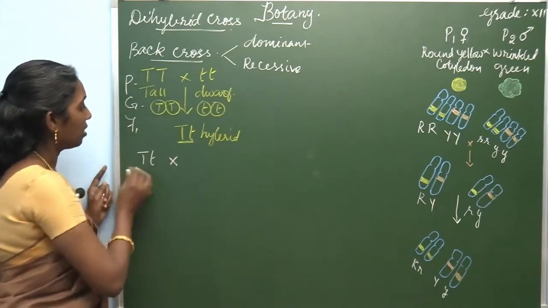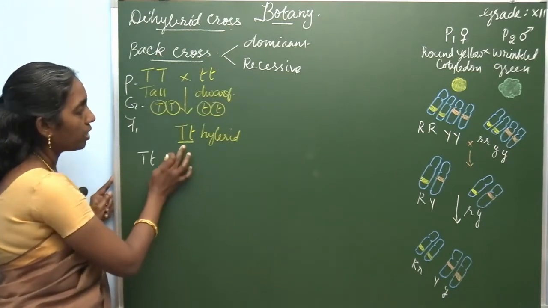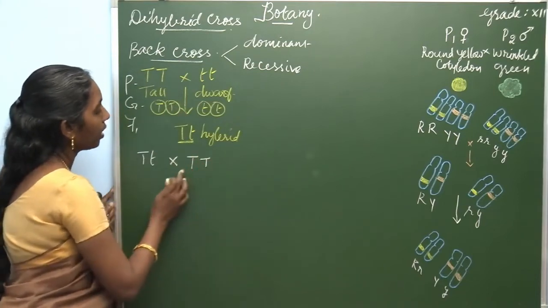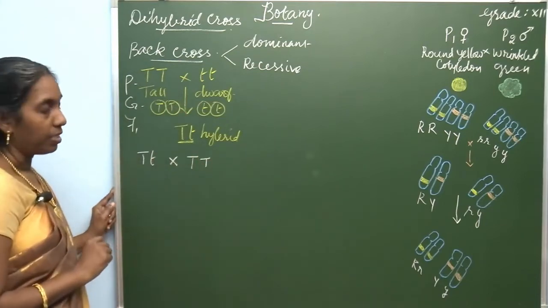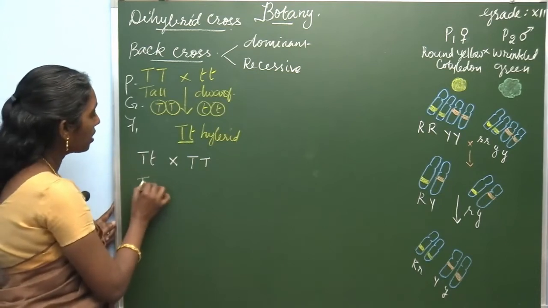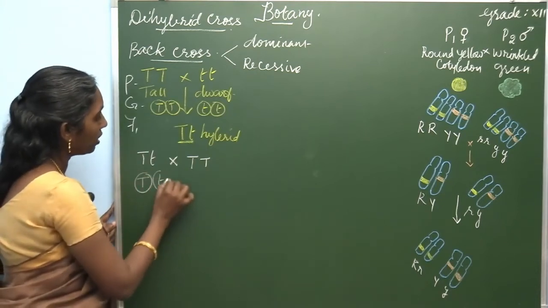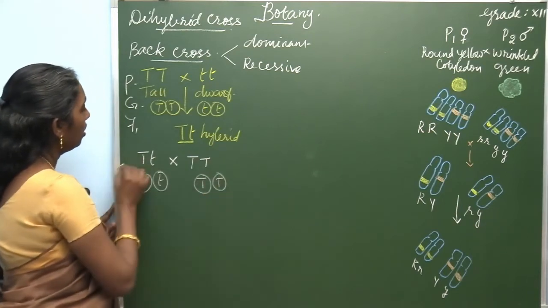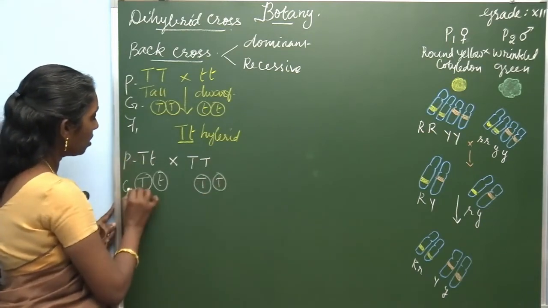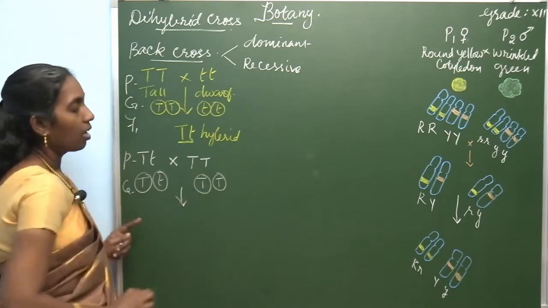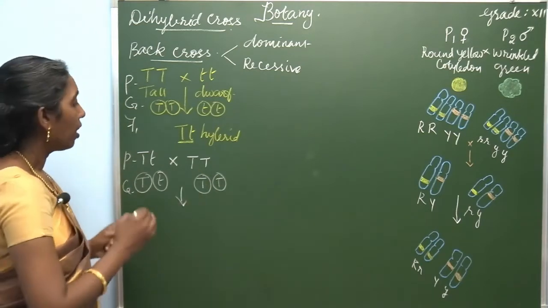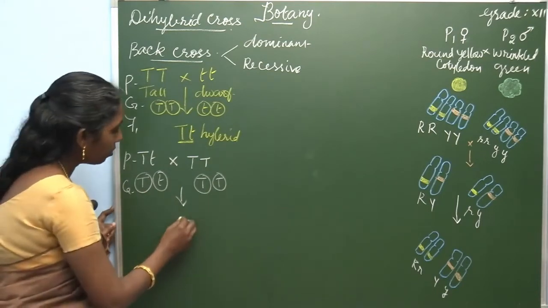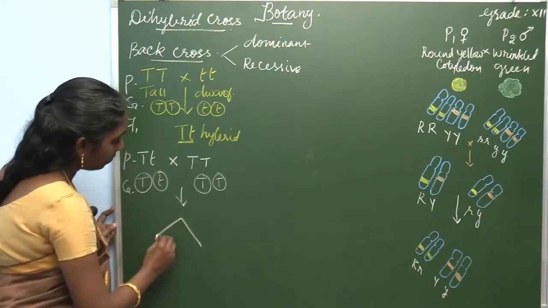So, what are the results? This hybrid capital T small t is crossed with dominant capital T. So, what are the gametes? Here capital T, small t, here capital T. The gametes, this is the parent, these are the gametes. In the next generation, let us draw the checkerboard and find out the results.